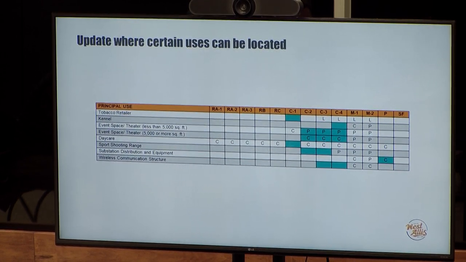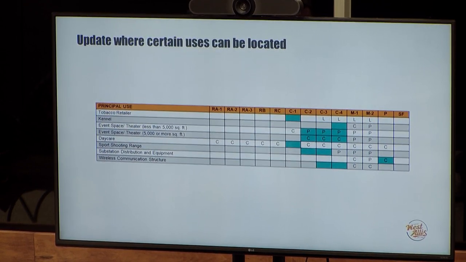Sports shooting range, we're having those be not permitted in C2 and C3, but still permitted in C4 and the manufacturing districts. Substation distribution will be a conditional use in parklands, and wireless communication structures will be not permitted in C3 and C4.